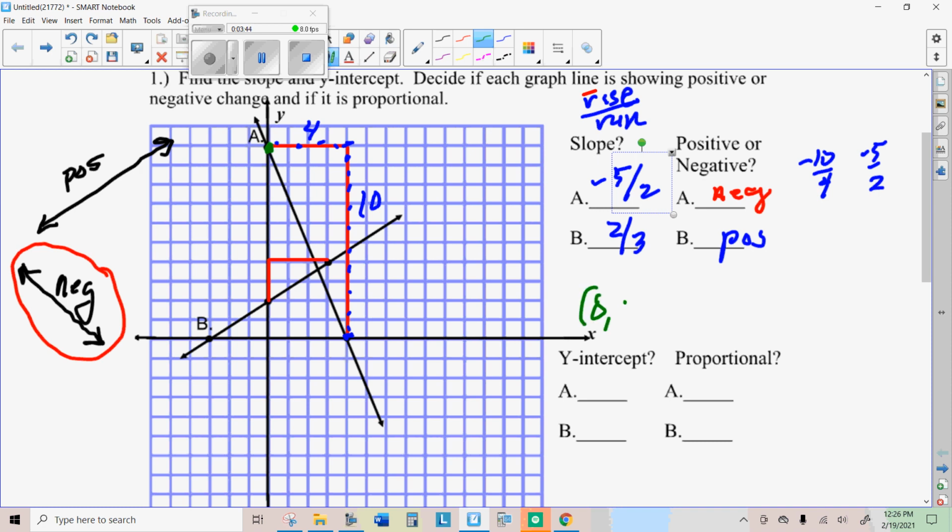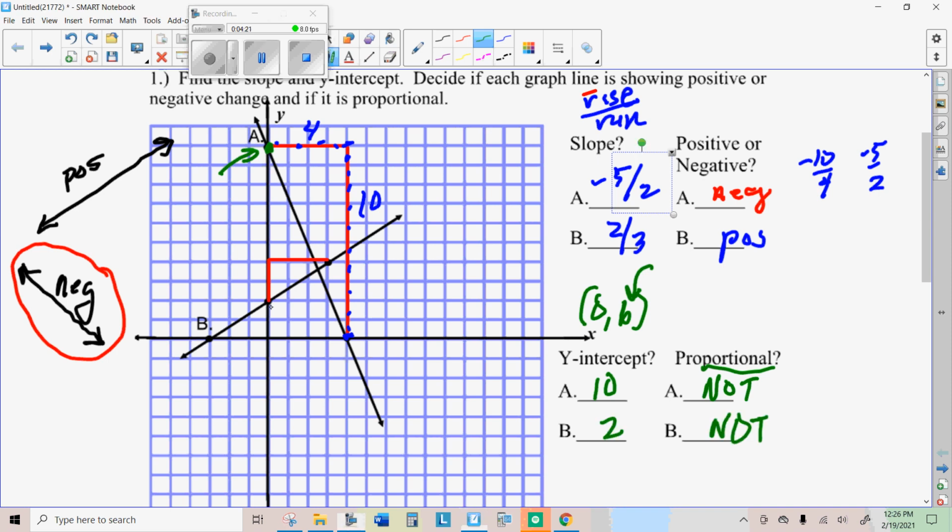But what we're going to do is just take the second part of that and write that here, the 10. So this point is 0, 10. We just want the second part. And we also would use the letter B to represent the y-intercept. Now, the way we would know it's proportional is if the y-intercept was 0. Since the y-intercept is not 0, we're going to say it's not proportional. Okay, you go ahead and find the y-intercept for graph B and decide whether or not you think that's proportional.